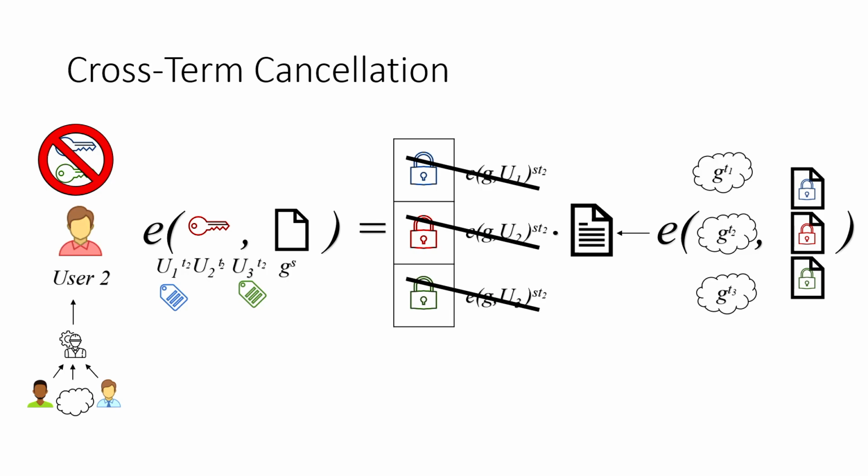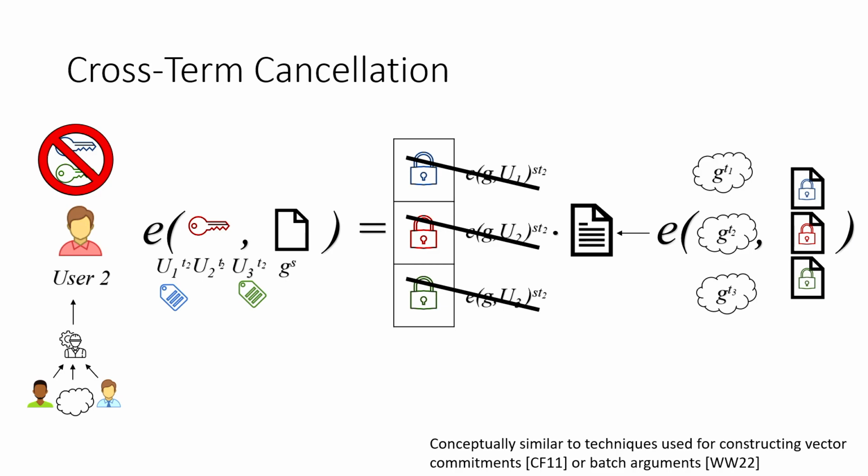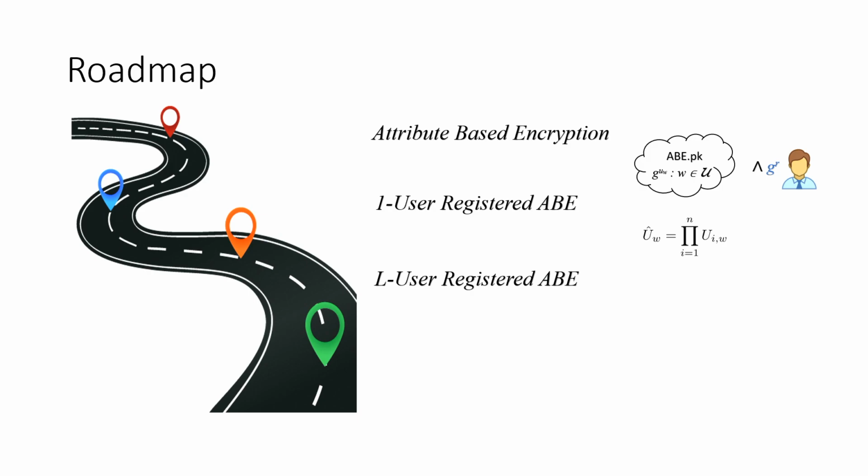I'd just like to note that this is similar to some techniques used to construct vector commitments and batch arguments. So at this point, we're almost done. There's one last slight complication: we've solved this correctness issue, and we have an L user registered ABE scheme, but it only achieves semi-honest security. As in, if all the users do in fact register keys that were honestly generated, this would work, but security wouldn't hold for people arbitrarily registering keys.